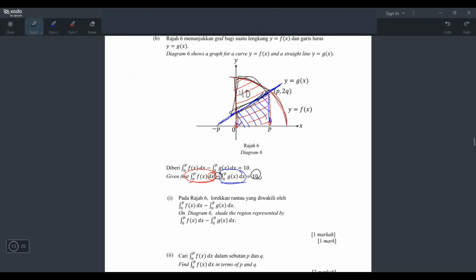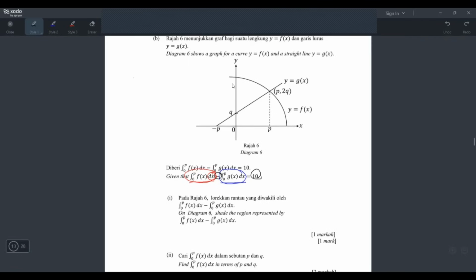The 10 is the area from here, right? And question number 1 asks us to shade the region represented by this one minus this one, which is the same as what they write above here, right? So I already know where the shaded region is. It's here, right? Okay, but I have to erase everything and shade again, right? So let's erase everything.